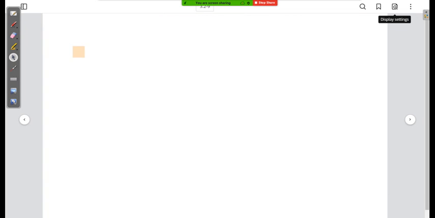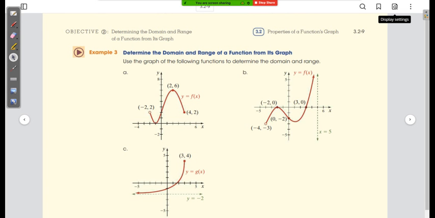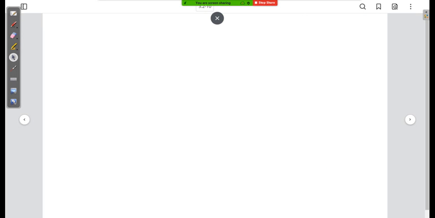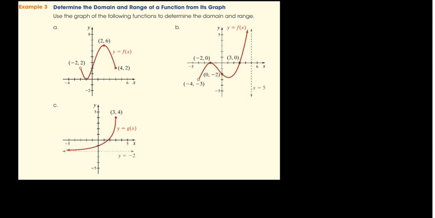Now again, I understand that A's, B's, C's, and D's are pretty much in one ear and out the other for many of you. So let's go ahead and do a nice hardcore example here. It reads, use the graph of the following functions to determine the domain and range. So let's just start with A. We're going to say the domain, and we're just going to denote this with a D.